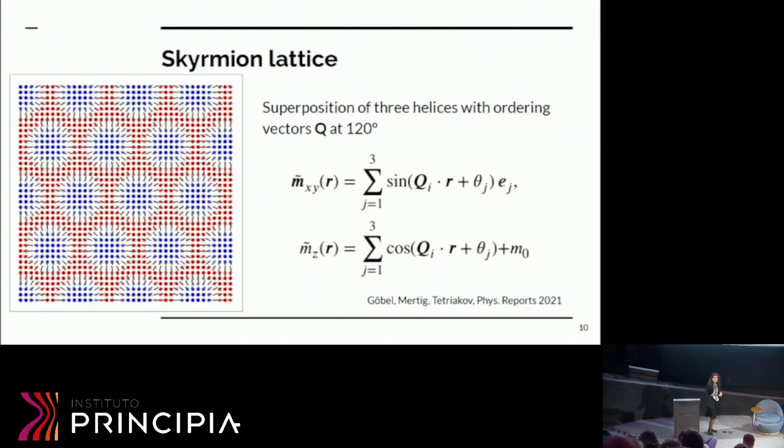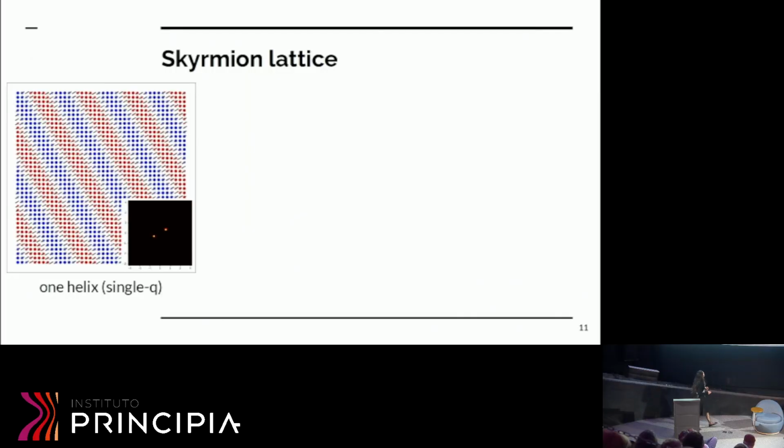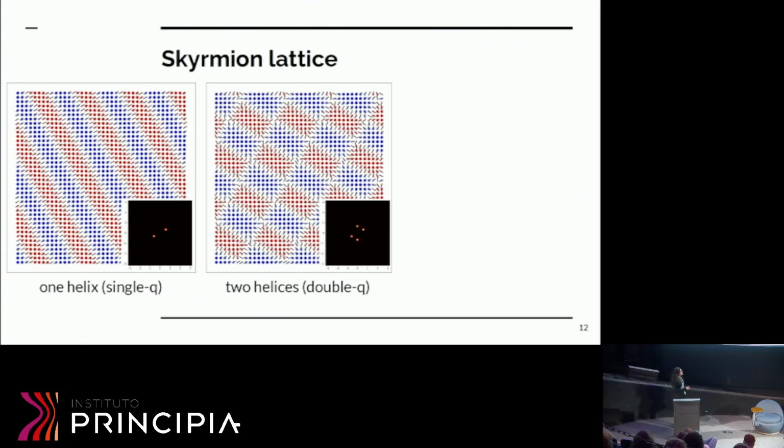So let's do this exercise, again with your favorite program. So you can build one lattice, and you build one helix in real space. And so this was one Q vector. So this is real space, this is reciprocal space. You have two peaks because you have Q and minus Q, but this one is a single Q ordering. Then we add one more helix, where the Q vector is at 120 degrees.